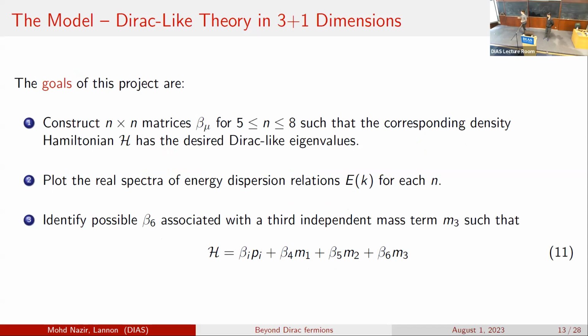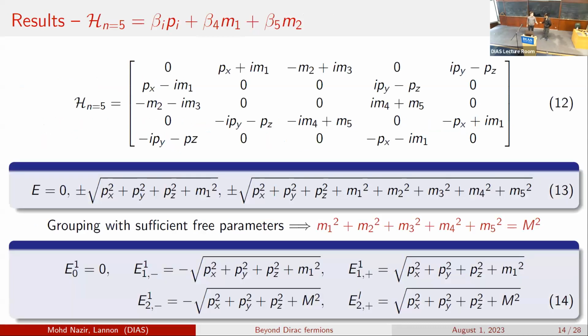Okay, so wrapping all that up, we have the goals of the project outlined here. Number 1 is to construct a set of n by n matrices, beta mu, for n between 5 and 8, that will construct a corresponding Hamiltonian density that has the correct Dirac-like eigenvalues. Then we will plot these energy dispersions on a graph so that we can see them looking all beautiful. And then finally, we're going to try and find a 6th beta matrix, beta 6, that corresponds to the additional 3rd independent mass, which is very exciting. So I'll hand back over to Keem here to discuss the start of the results.